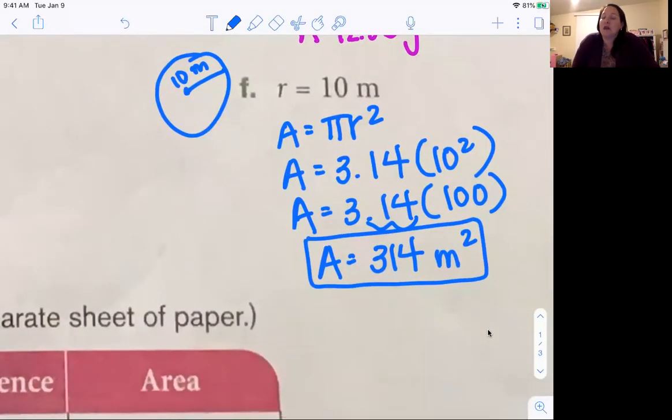Let's move on to letter F. We have, if our radius is 10 meters, area equals pi r squared. Area equals 3.14 times 10 squared. 10 squared is 100. So 3.14 times 100 would be 314 square meters.